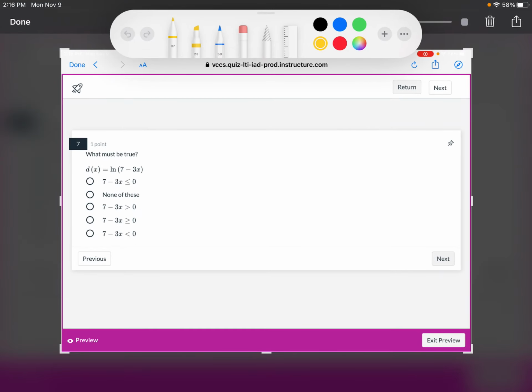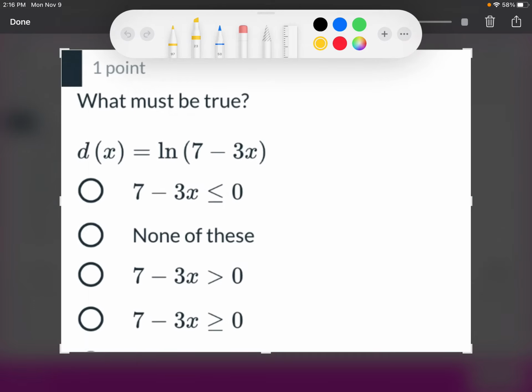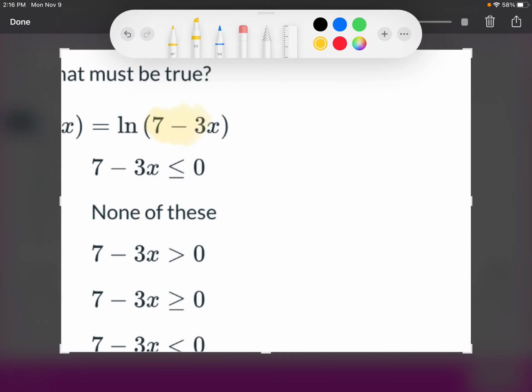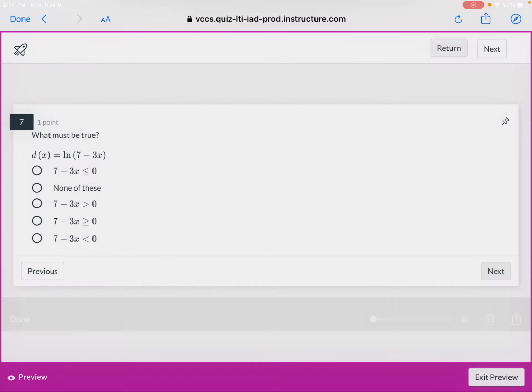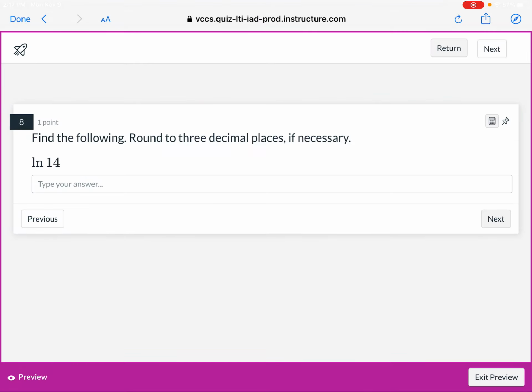All right. So the argument, let me go in and highlight that part. This one right here, 7 minus 3x. This 7 minus 3x must be greater than 0. That's the condition. But we're not going to solve it. So we're just going to pick the one that says it. So it's the third one right there. Third one. Next. Find the following.